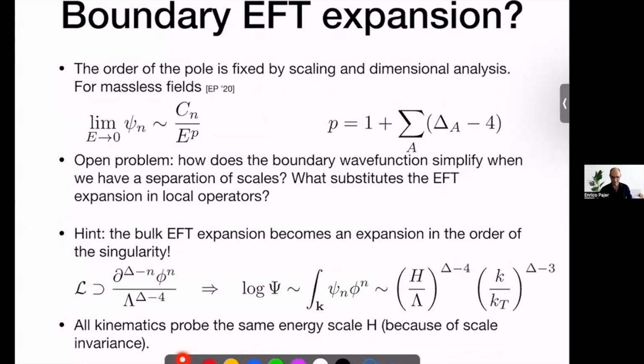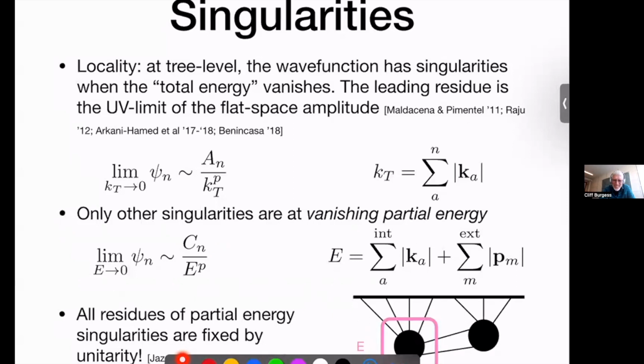Okay, yes, please. So you said that the singularity statement is a consequence of locality, but you said that there were several notions of locality. One was the manifest locality, and one, I can't remember what you called it, involved differentiating the wave function with respect to k. Which of them is the one that implies this statement about singularities, that these are the only possible ones?